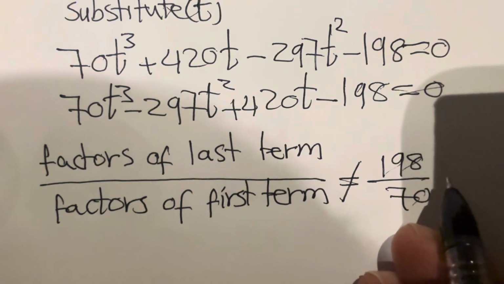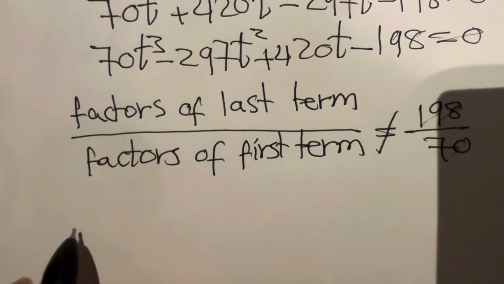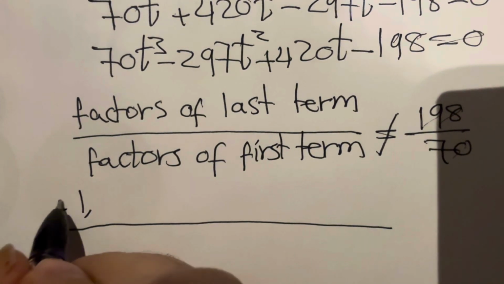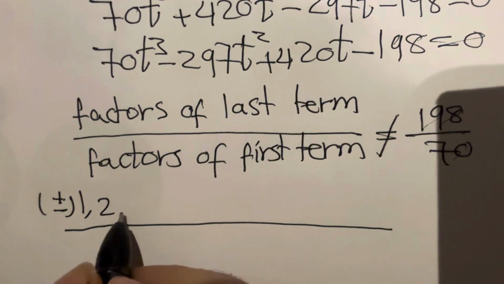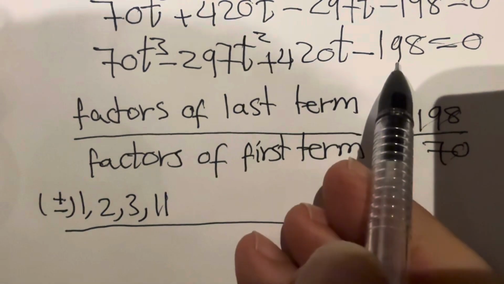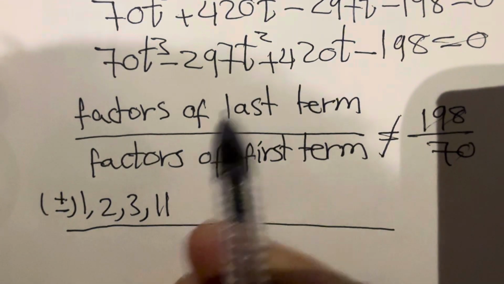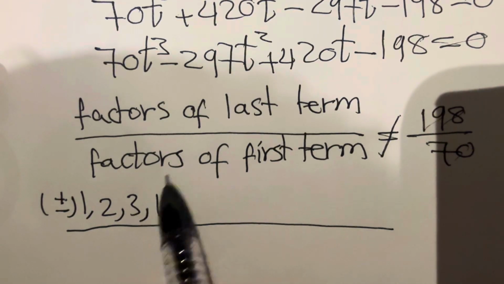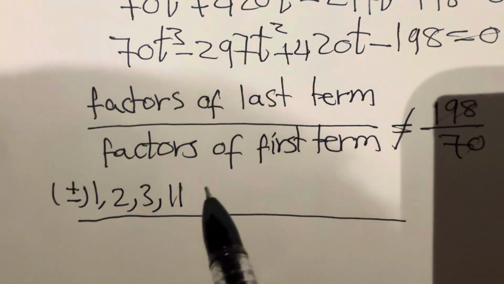So what we have for factors of the last term, we get plus or minus 1, 2, 3, 11, because 198 is divided by 1. 198 can be divided by 2. 198 can be divided by 3. 3 times 66 is that. 198 can be divided by 11, which is 18.